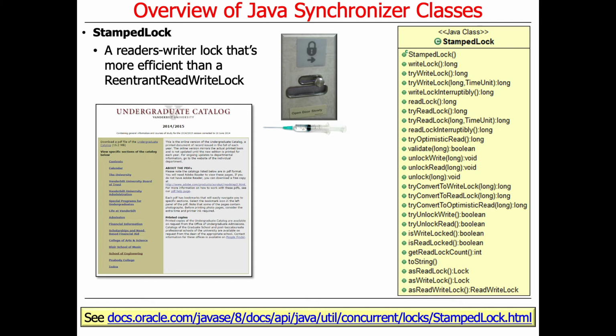We will have a chance to look at its implementation when we get further in the course. It has the same common properties of a reentrant read-write lock in that you can have multiple readers and single writers, but it's a lot more efficient.